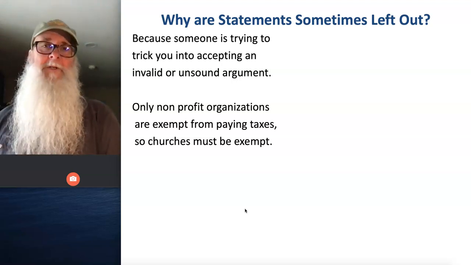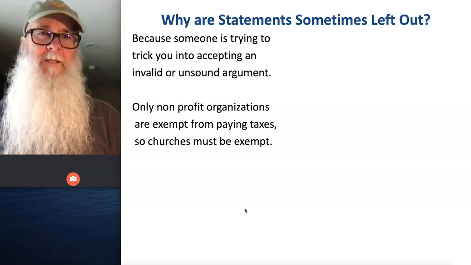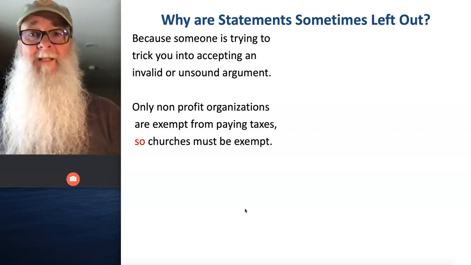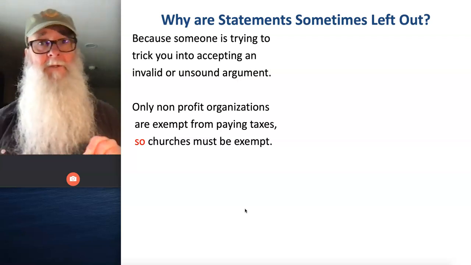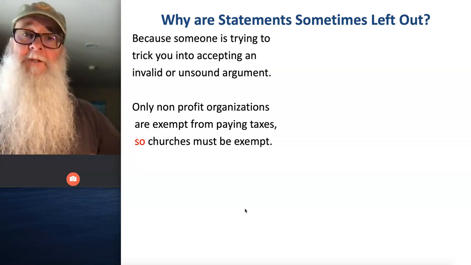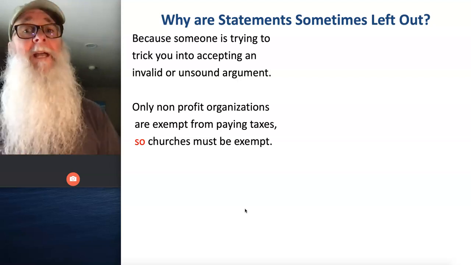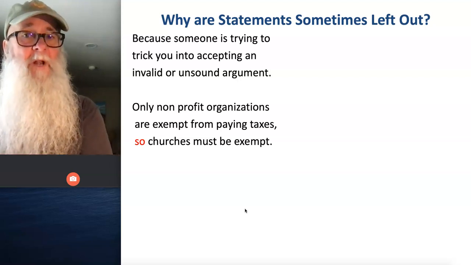So what we're going to do first is identify what's missing. Is there a conclusion or a premise statement missing? And we see right off the bat the word "so." That's a conclusion indicator telling us two things. The statement that follows it, churches must be exempt, is our conclusion. And the statement that precedes it is one of the premises.